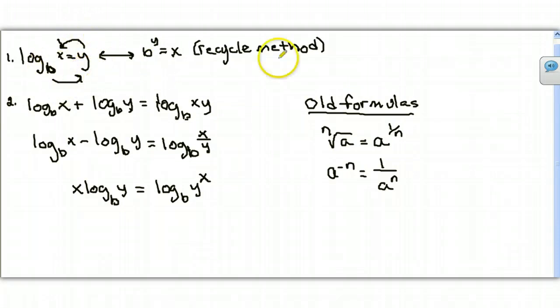That's why the arrows. That's why I put the recycle method, because if you look on the back of the dump trucks, it has those arrows going in a circle. That's pretty much the pattern. You start with the base, you raise it to the power of y, and then you equal it to x. And that's what it looks like when you rewrite it like that. So that's their first formula.